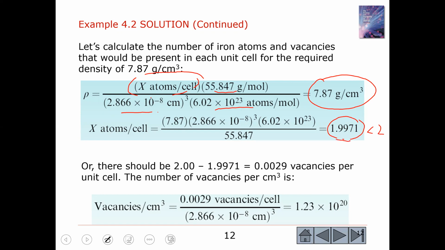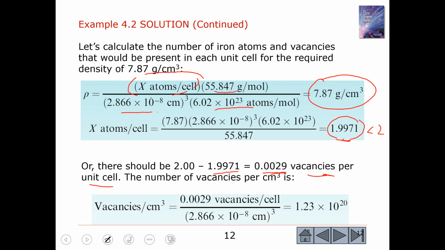So this is the average number of atoms per unit cell. It does not mean that the atom has been divided into components. It means that some unit cells have 2 atoms per unit cell, whereas some unit cells have 1 atom per unit cell. Okay, so there should be 2 minus 1.9971, 0.0029 vacancies per unit cell, right? There are 0.0029 vacancies per unit cell.